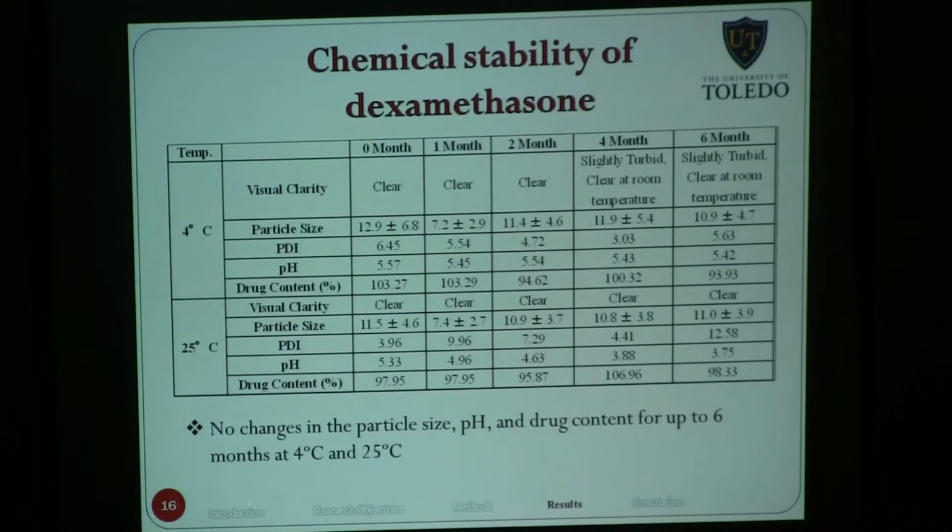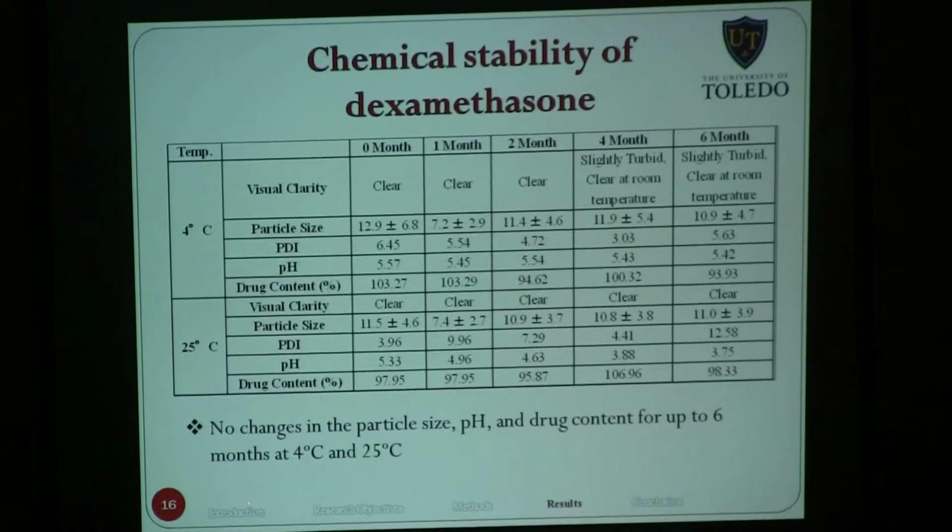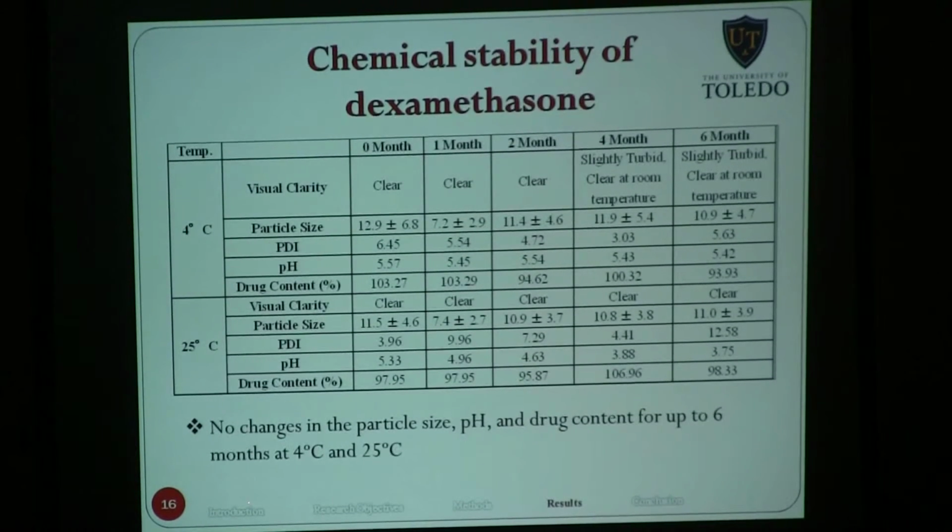Next is the chemical stability of dexamethasone. We have tested the stability of this formulation at 4 as well as at 25 degrees. And we looked at the following parameters like the visual clarity, particle size, polydispersity, pH, and drug content. So if you see here, at regular time intervals we see no significant change in any of these parameters. The drug content was close to 100%, which indicates this formulation is stable until 6 months at 4 as well as at 25 degrees.